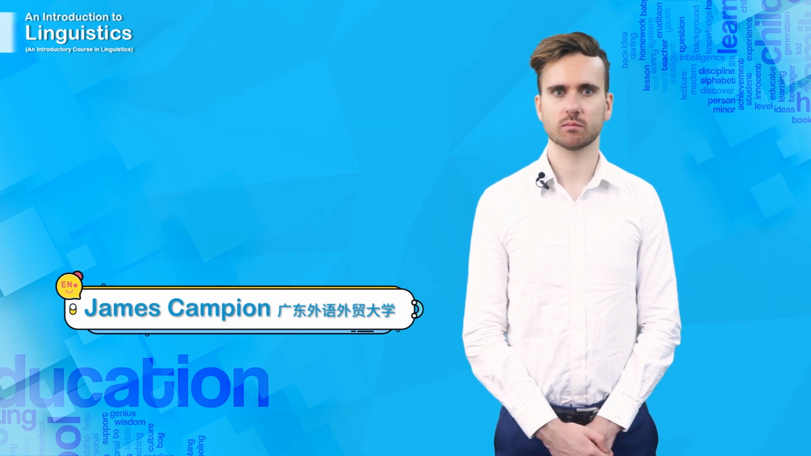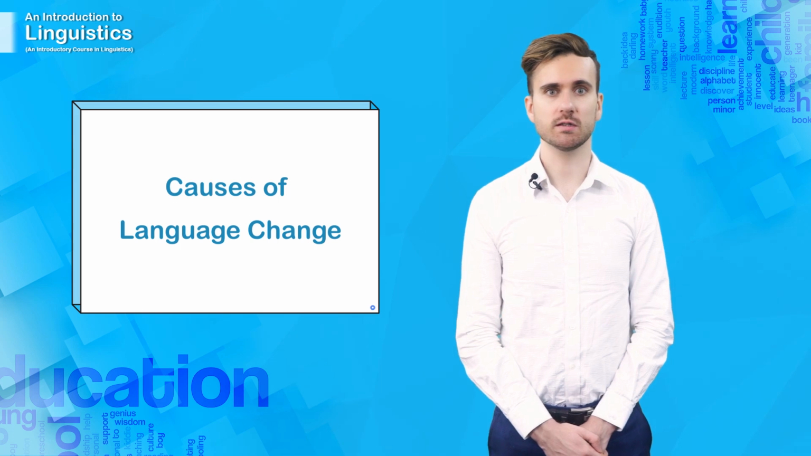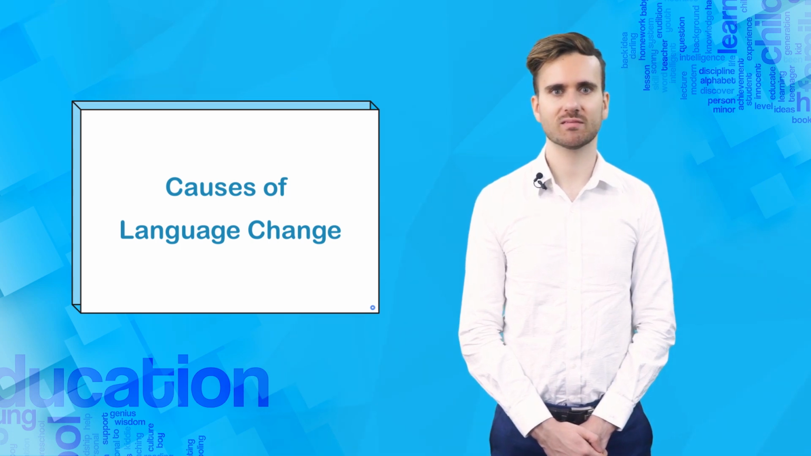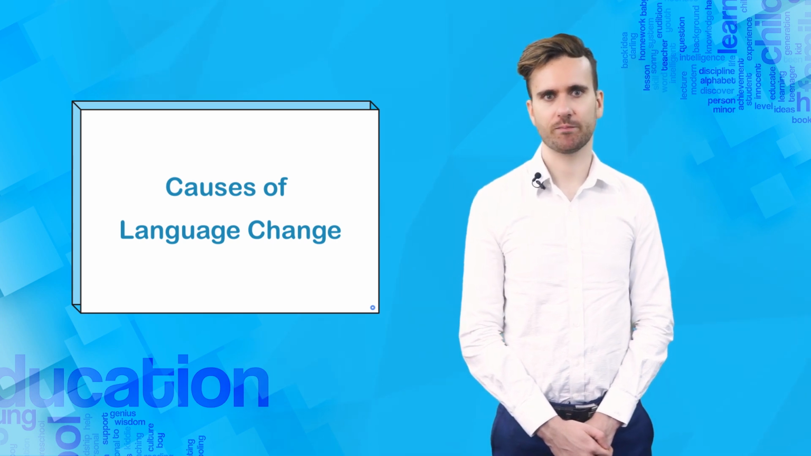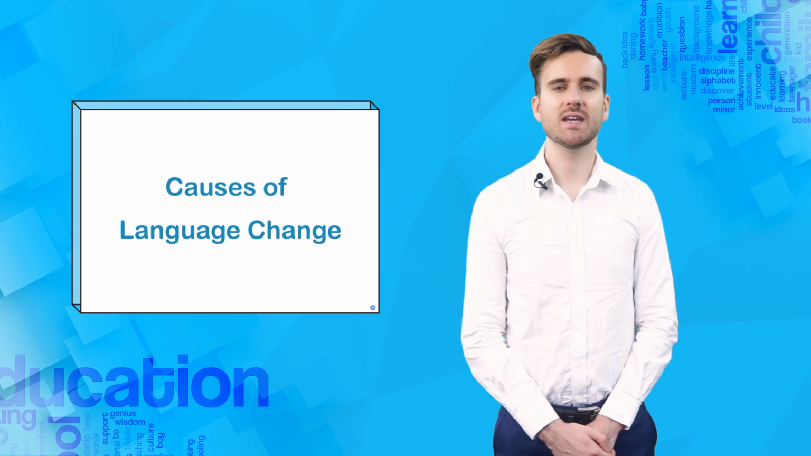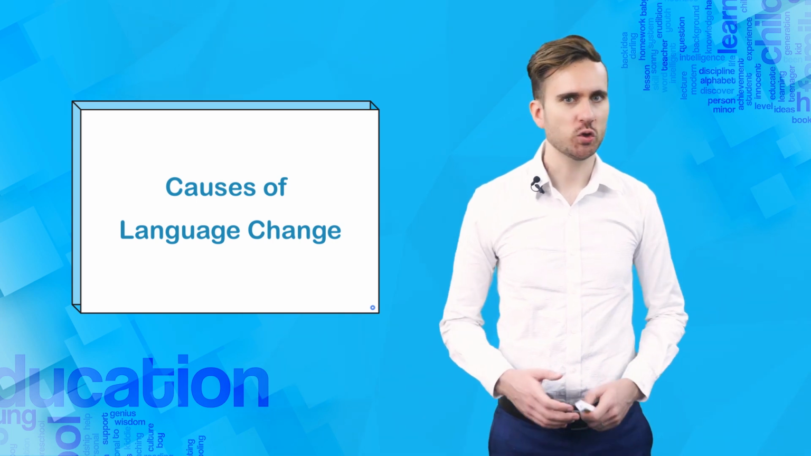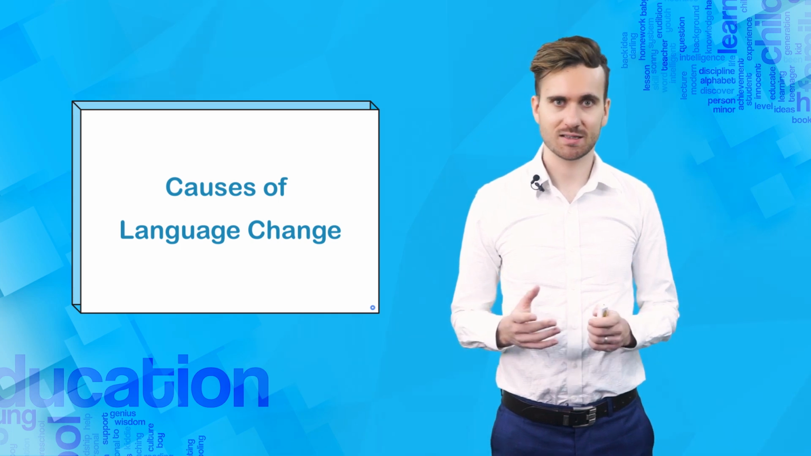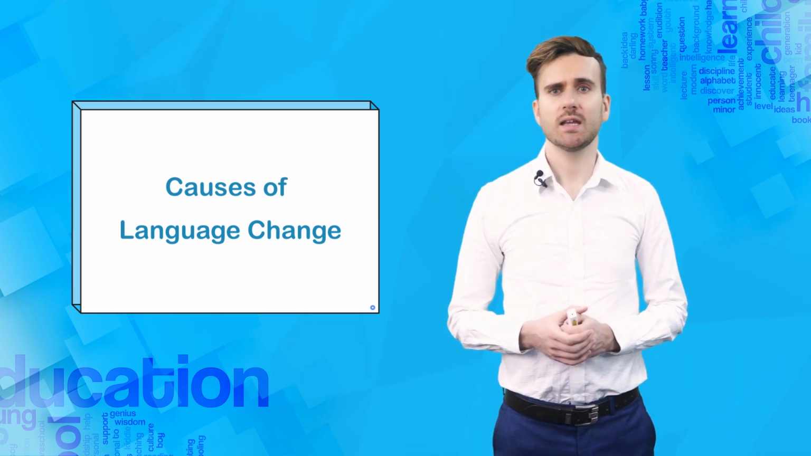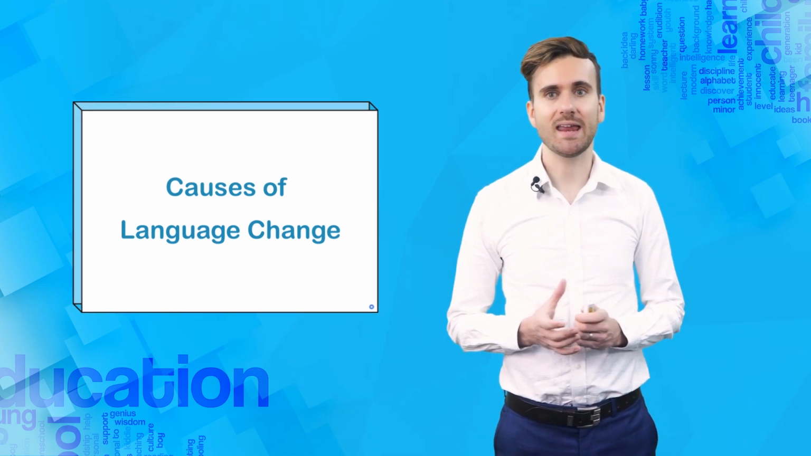I am James. In this episode, we will discuss the various causes of language change. Language change happens very gradually. Thus, it is almost impossible to identify exactly what caused the change and why it happened. Usually, a change occurs due to several factors occurring together. In the episodes about the history of English, I already explained many of these reasons.